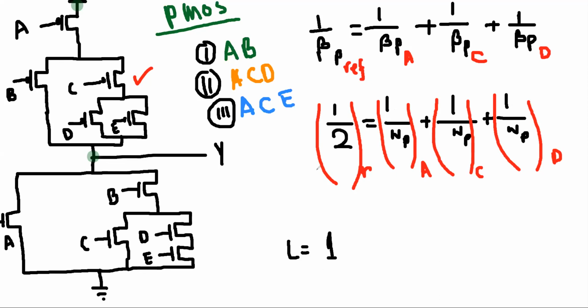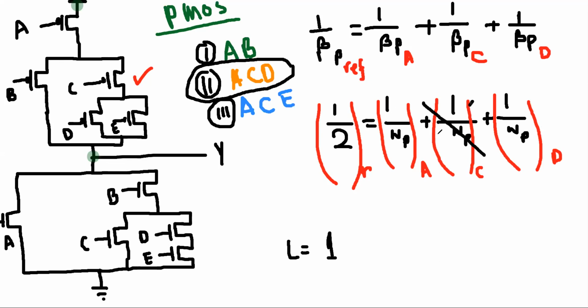Okay? Then this WP for A, WP for C, WP for D, they are in the same path, right? They are in the same path, so their values will be equal as well. So this is equal, this is equal, this is equal.